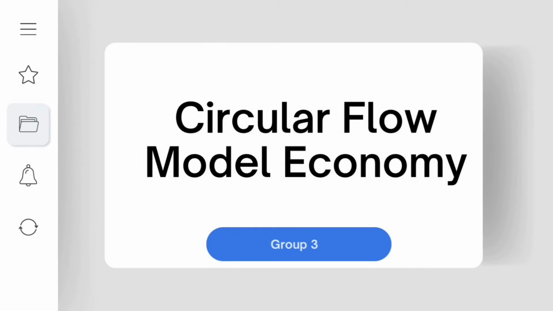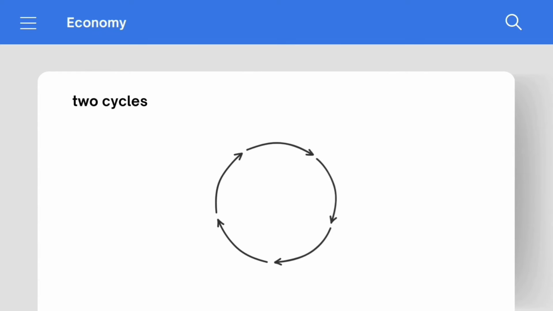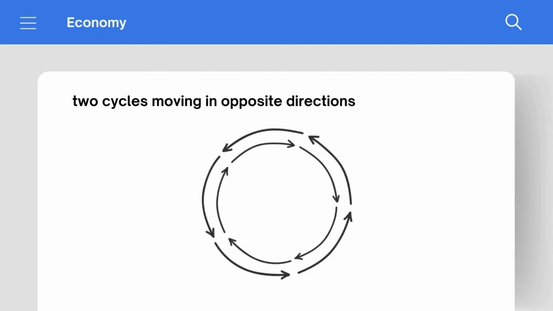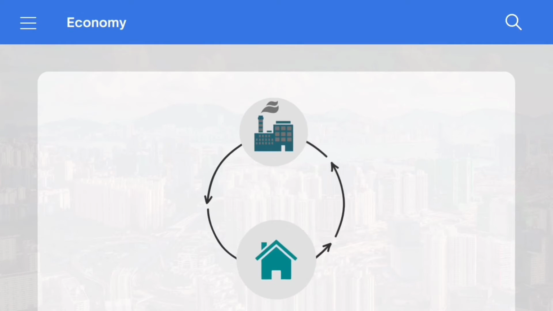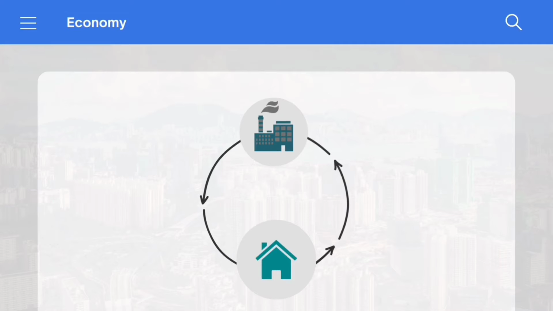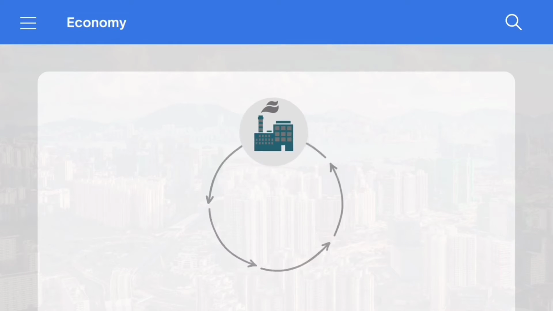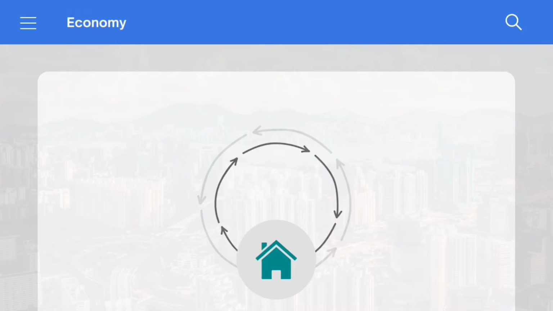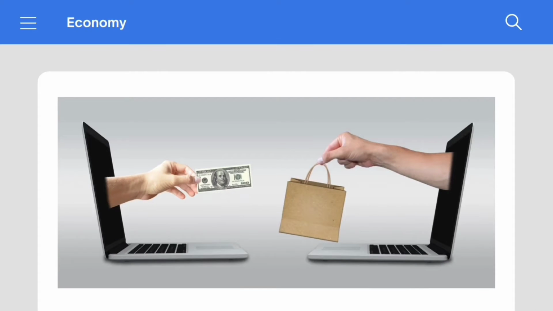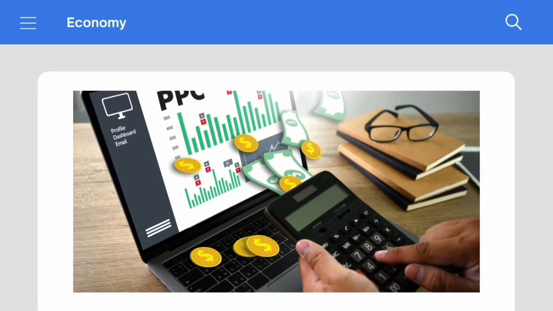The economy can be thought of as two cycles moving in opposite directions. In one direction, we see goods and services flowing from individuals to businesses and back again. In the opposite direction, we see money flowing from businesses to households and back again. Both of these cycles are necessary to make the economy work. When we buy things, we pay for them. When we go to work, we make things in exchange for money.